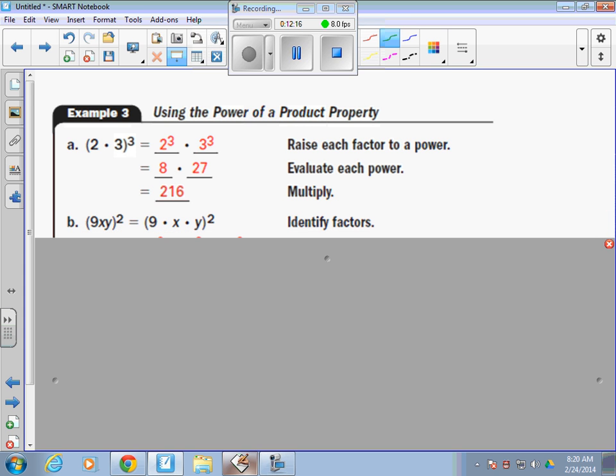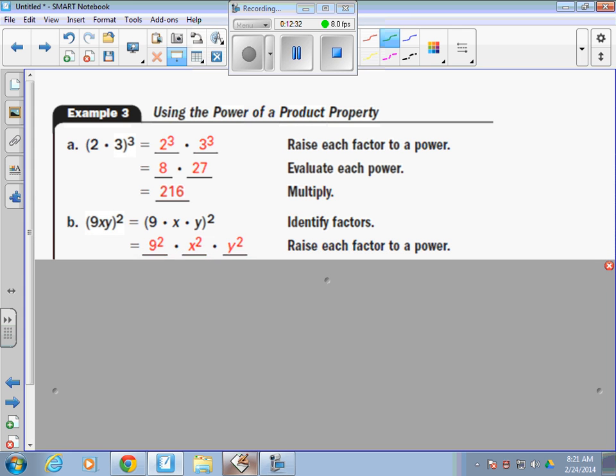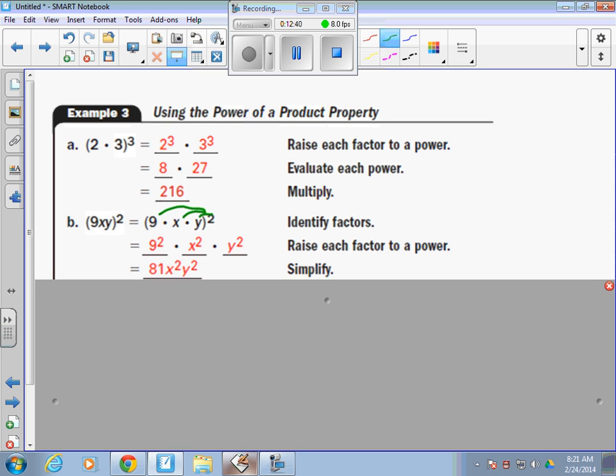B is 9xy squared, which means 9 times x times y. That just expanded it to where you can see it, which is going to give you 9 squared times x squared times y squared. Another way you can look at this is you have to distribute the variable. That's not a technical term, but that's what's going on. You're giving one of those squares to each thing inside of the parentheses. So 9 squared is 81 times x squared times y squared is your simplified version.